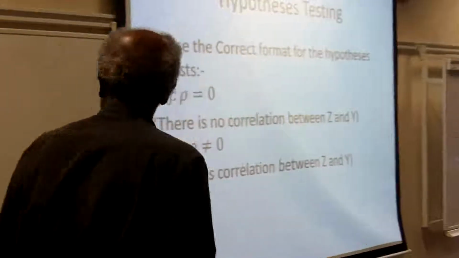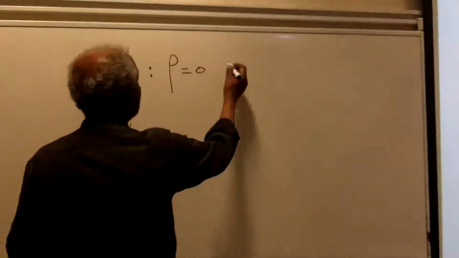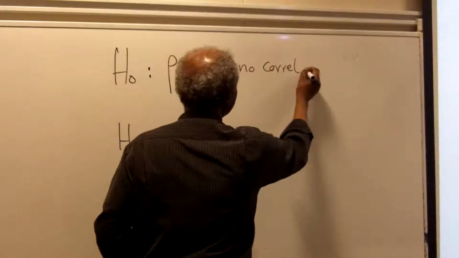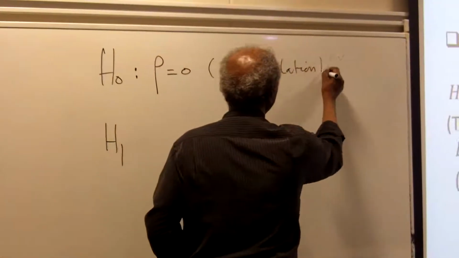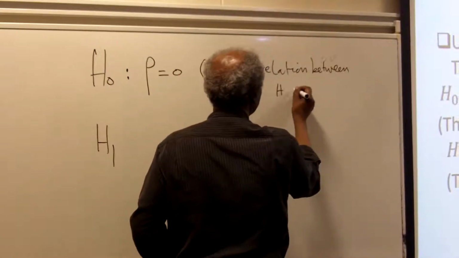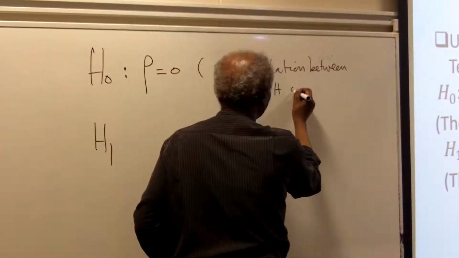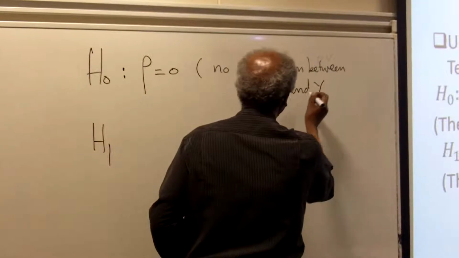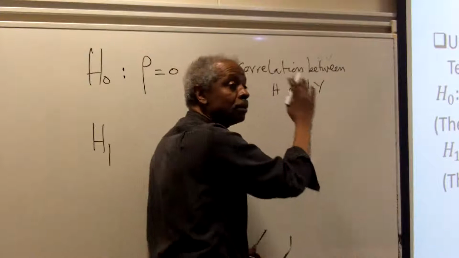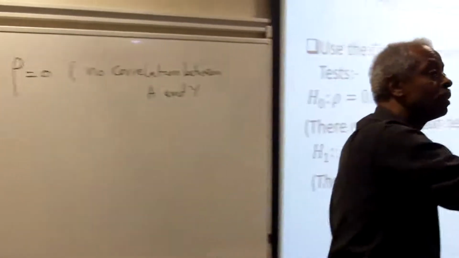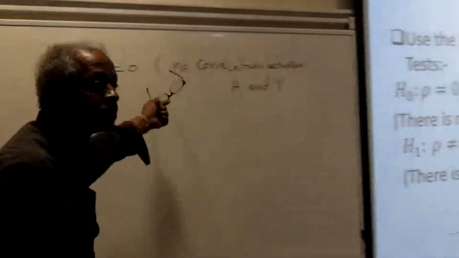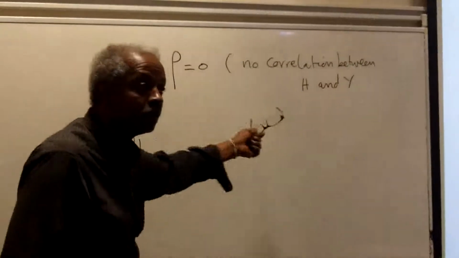So therefore, the null hypothesis says no correlation between H, is it Z or Y? Y. H and Y. Okay. If you really want to be precise, no correlation between H and Y at the population level. This is the null hypothesis. The null hypothesis says so.